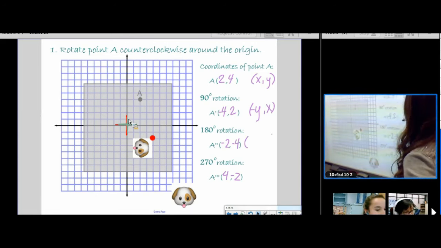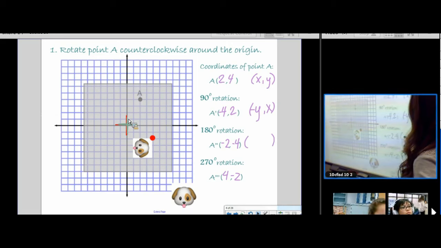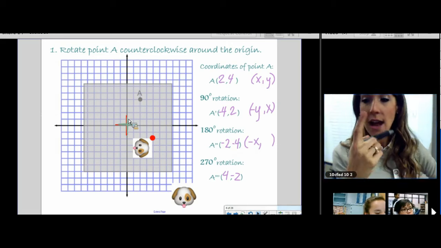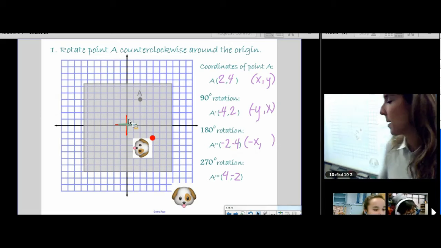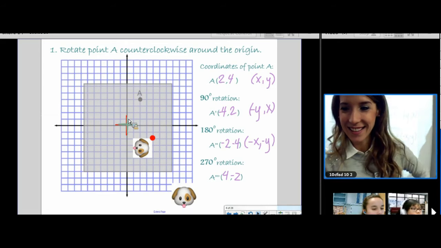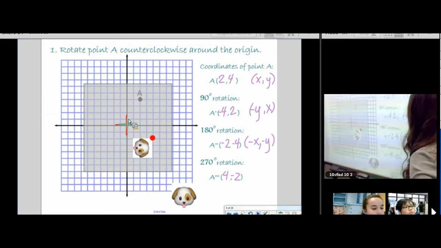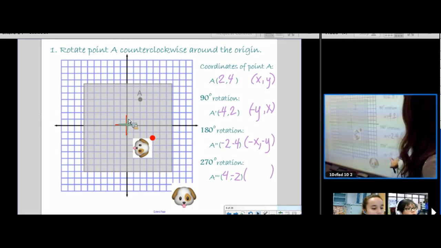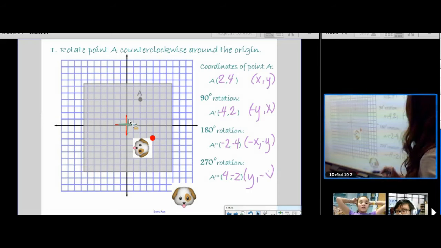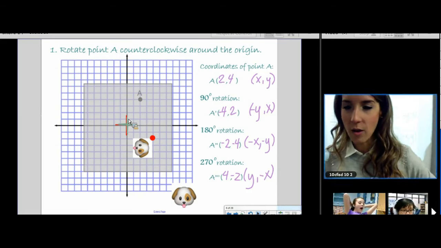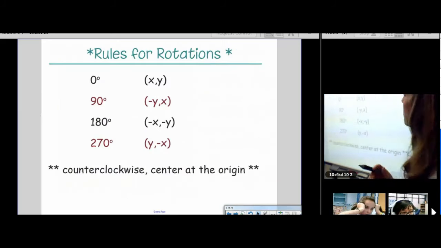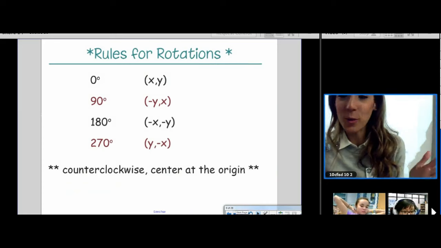All right, what happened here? Look at the original. I took X and I made it negative. That 2 became -2. I took Y, 4, and I made it negative, -4. So there's your rule for 180. Woo, there's a lot of rules. And now let's do 270. All right, it looks like I took Y and I didn't do anything to it. And it looks like I took X and I made it negative. Wow. All right. We just derived, I don't know if I could use that word, but we just came up with our rules for rotations.